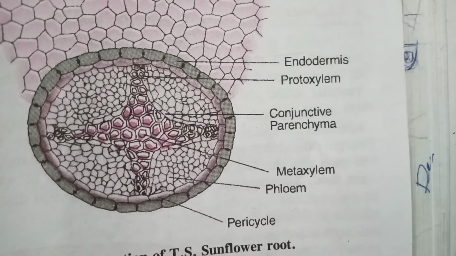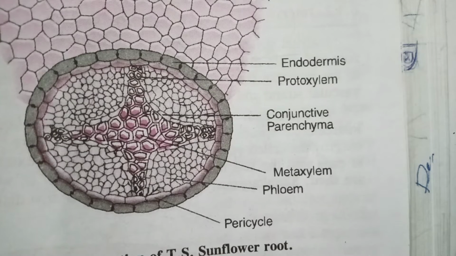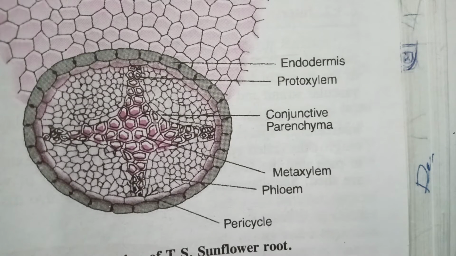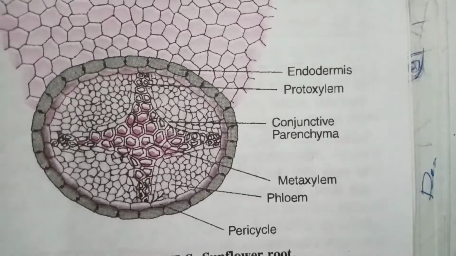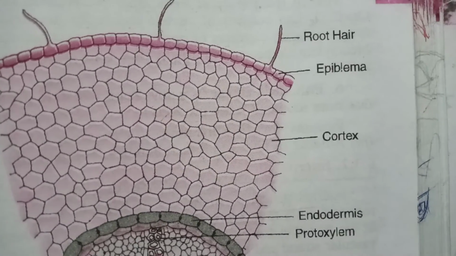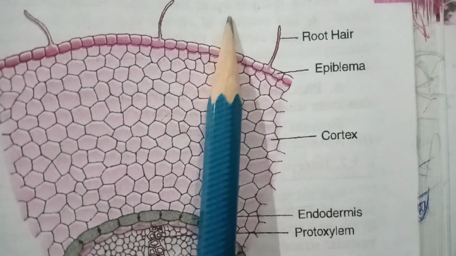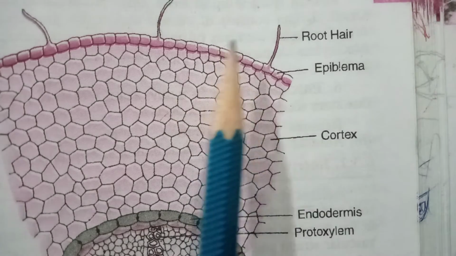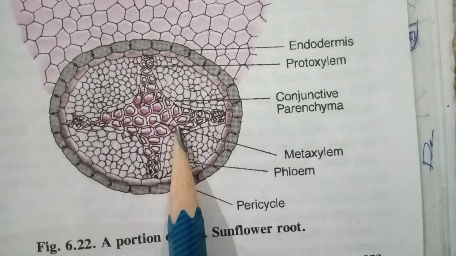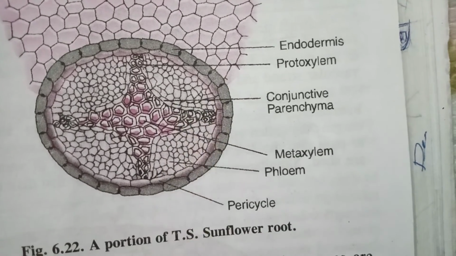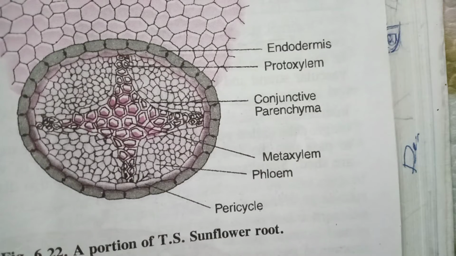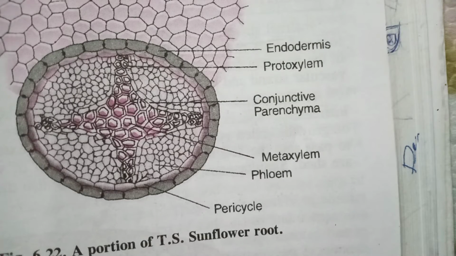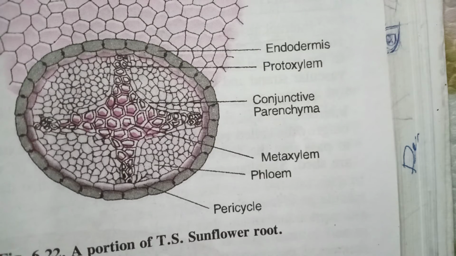Then next to the vascular tissue remains the pith portion, which consists of parenchyma cells. They provide support and storage of food and water. So this is all about the anatomy of the dicot root. Important terms: piliferous layer, that means epiblema with root hairs; then cortex, endodermis, pericycle. Then we get the exarch vascular bundle, plus conjunctive parenchyma, which separates the sap and food channels.